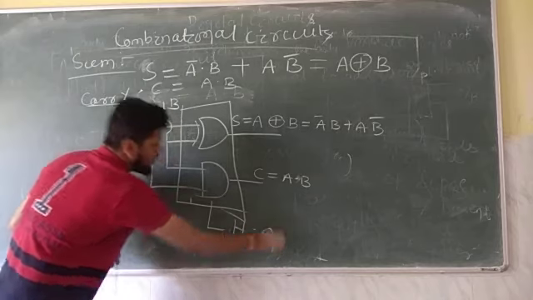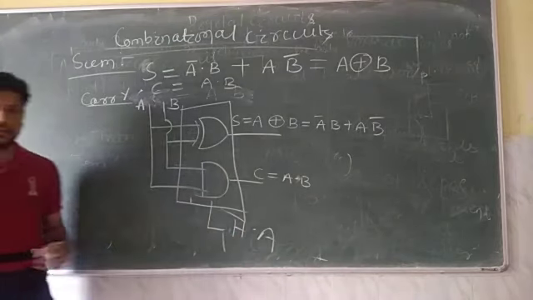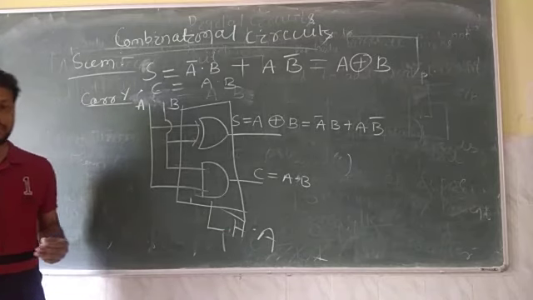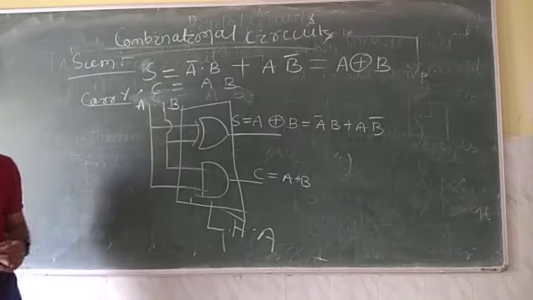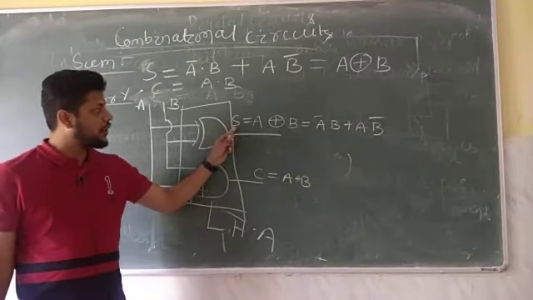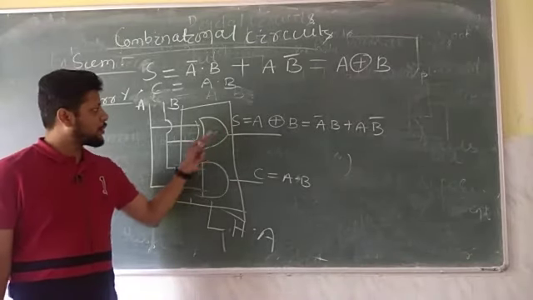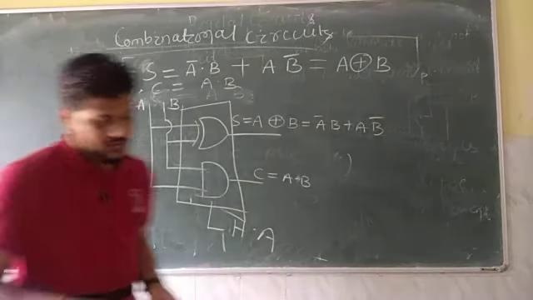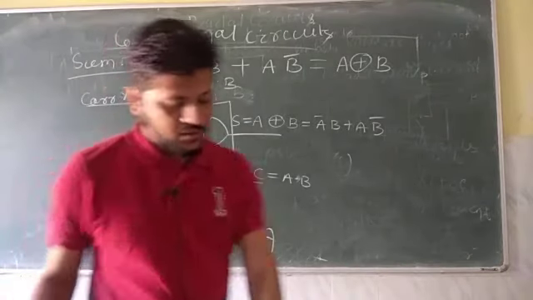Half adder, I am writing here H dot A, that means half adder. Half adder is going to add two inputs. So the output of the adder circuit is always, remember, sum and carry. The sum is performed by your XOR gate and the carry is performed by your AND gate. So this is the end of your half adder circuits.